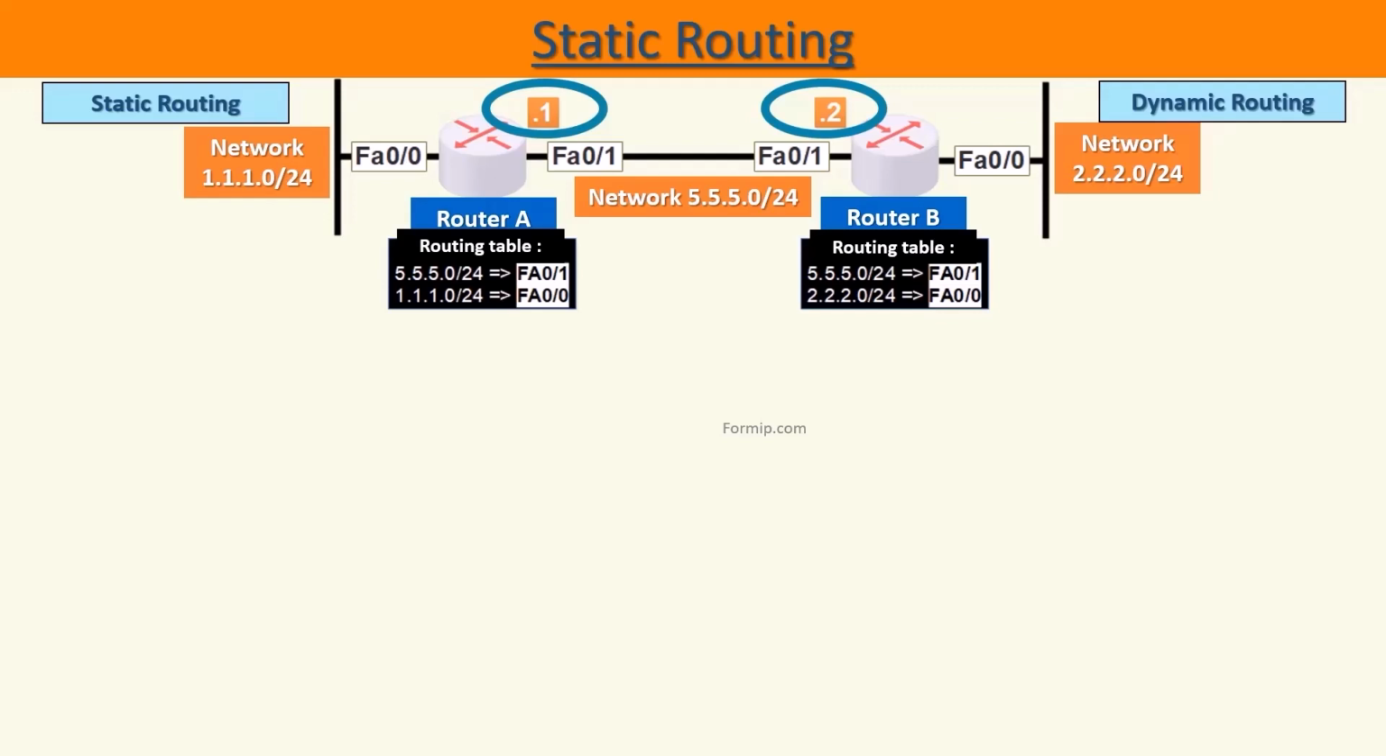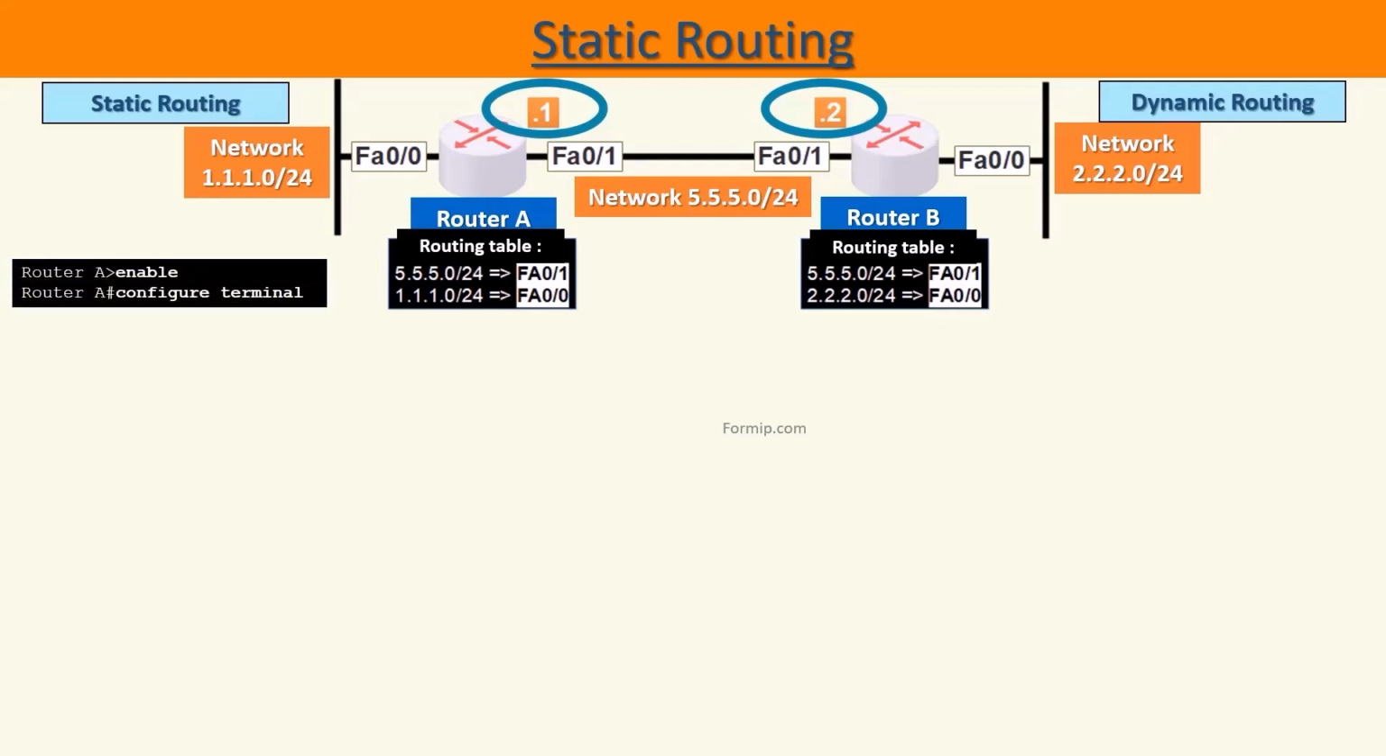Let's start by seeing the static route configuration. Without it, router A cannot reach the 2.2.2.0 network that is at the other end. Let's say our routers are fresh out of the factory. We're going to set them up completely.